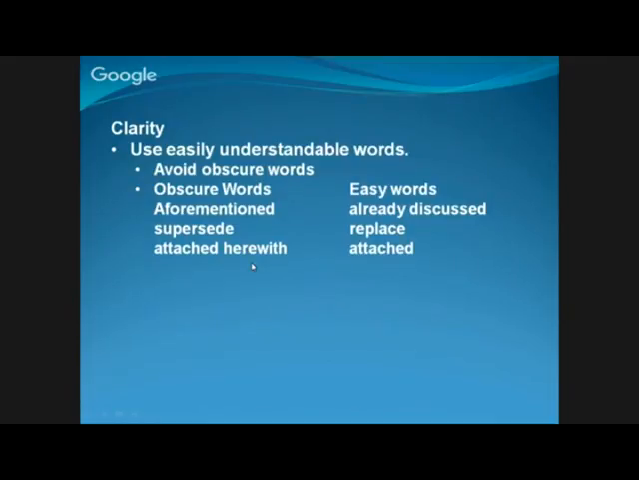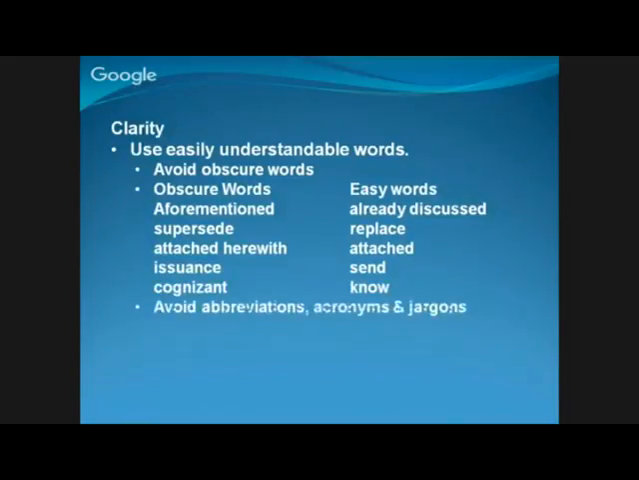कई बार हम application लिखते हैं, letter लिखते हैं. Please find enclosed or please find attached herewith. तो herewith लिखने की ज़रूरत नहीं. जब आपने लिख दिया, so ये redundant है. Issuance, send, cognizant, no. Avoid abbreviations, acronyms and jargons.